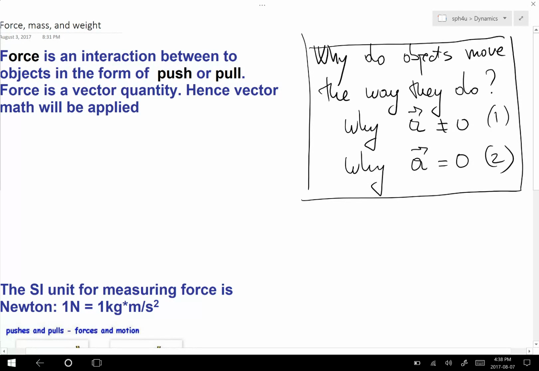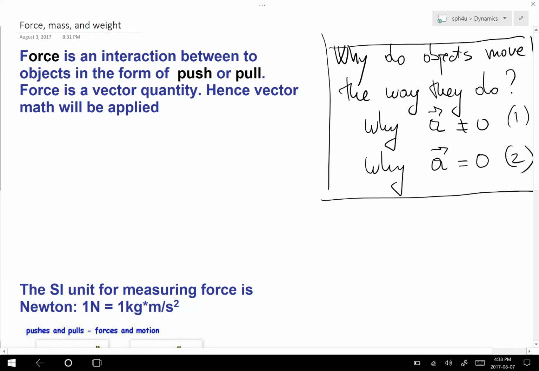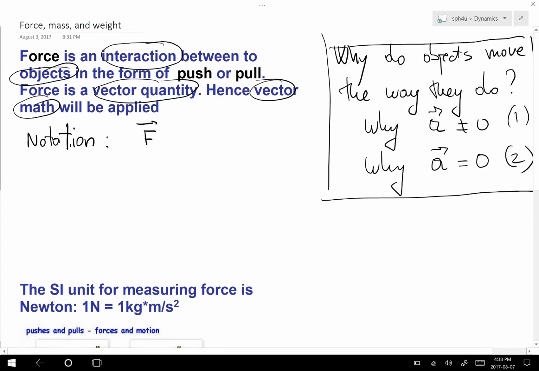So here we have the force. It's an interaction, pretty much, between two objects. Objects is a very loose definition in physics, in the form of push or pull. So since we have a direction, push or pull, force is a vector quantity, and then we have to apply vector math. All right. So what we do for notation in this course, that is, we'll use the letter F with an arrow on top to denote that it is a vector, and we'll have some sort of an index to show the type of force.